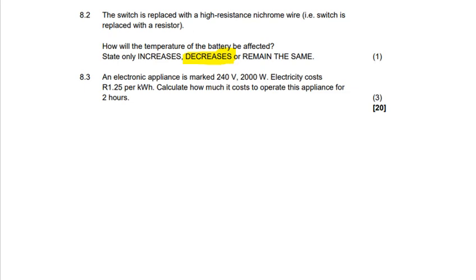Okay. And then the next one says an electric appliance is marked 240 volts. So this is your voltage. And then 2000 watts. It's your power. Electricity costs this much per kilowatt hour. Calculate how much it costs to operate this appliance for 2 hours. Okay, so they want to know the cost.